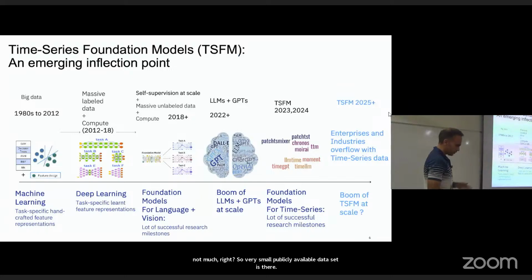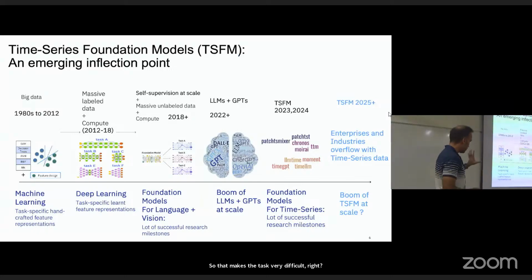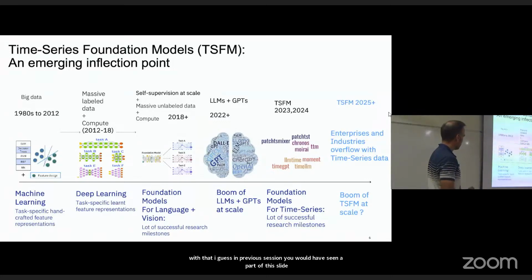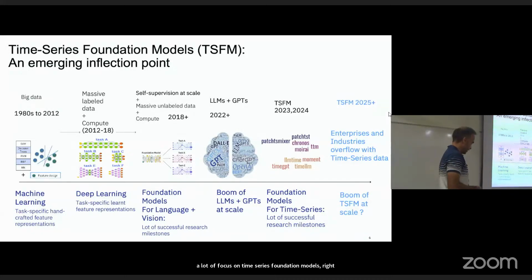So with that, I guess in the previous session, you would have seen a part of this slide on the evolution from big data and machine learning to LLMs. But what I want to highlight is that in the past 2 years, 2023 and 24, there has been a lot of focus on time series foundation models, both transformer-based architectures and lightweight models from various organizations like Kronos from Amazon, Moirai from Salesforce.